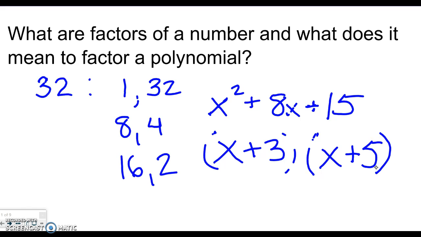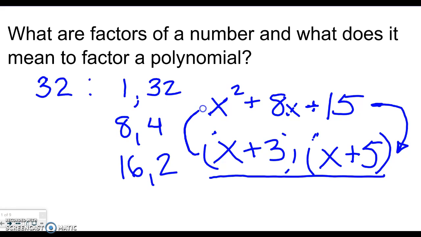I know that when I multiply x plus 3 and x plus 5 together, I'm going to get x squared plus 8x plus 15. But what we're going to talk about is how you can figure out how to do that. So how to go from this to this. What we were doing the other day when we were multiplying is we were going from this and multiplying it together to get to this. So we're undoing it. And factoring something is pretty much the same as dividing it.